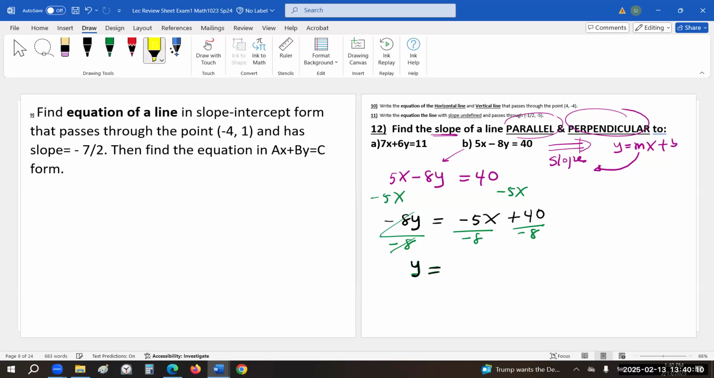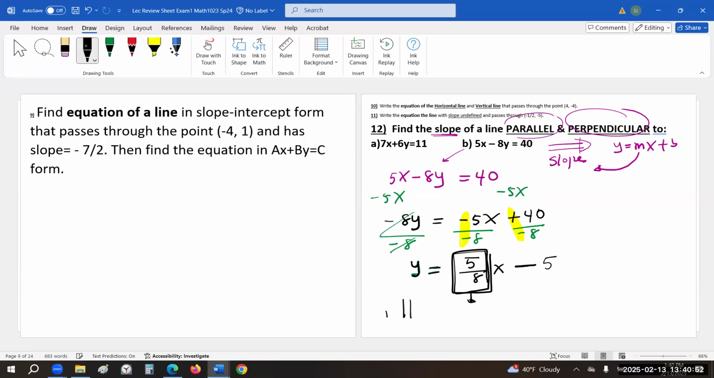But what do you observe here? Negative and negative, what happens to them? Cancel out. So left with 5 over 8x. And here we have a positive and negative, so it becomes negative. Can you divide 40 by 8? 5. And the only thing we care about here is this one. That's the thing we need. That's where you start, and then you find the parallel and perpendicular slope.